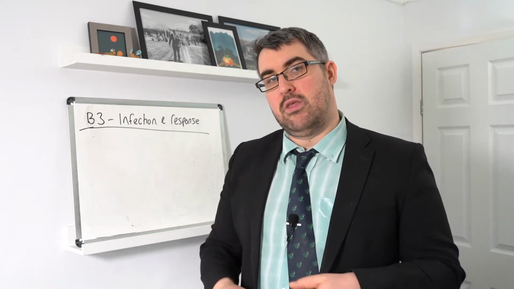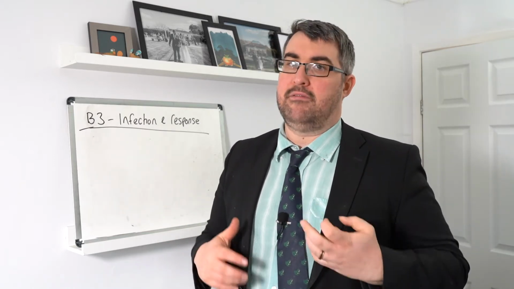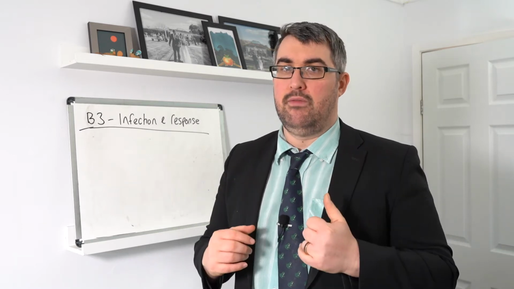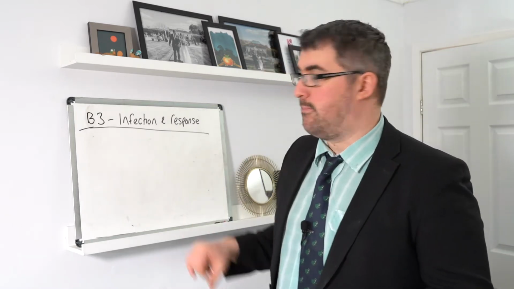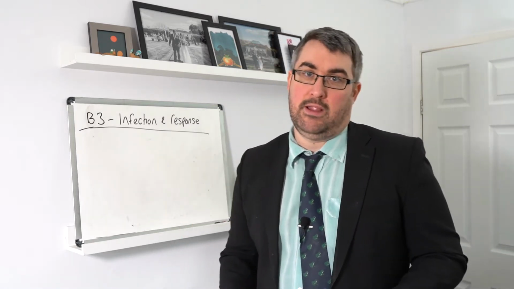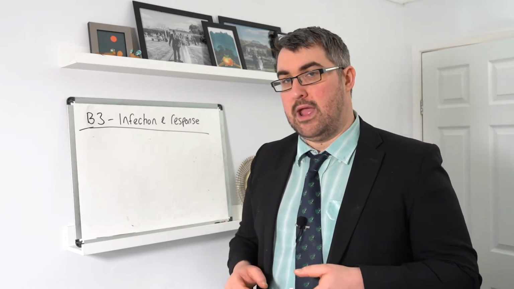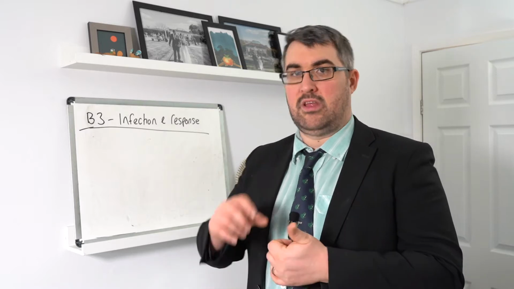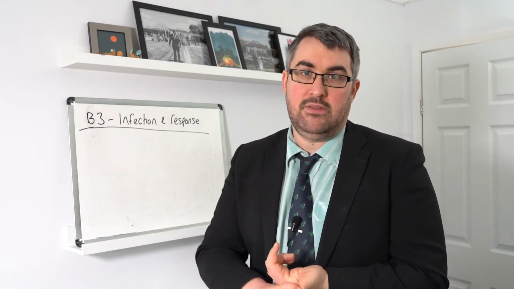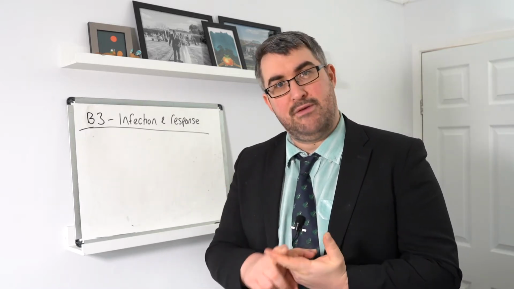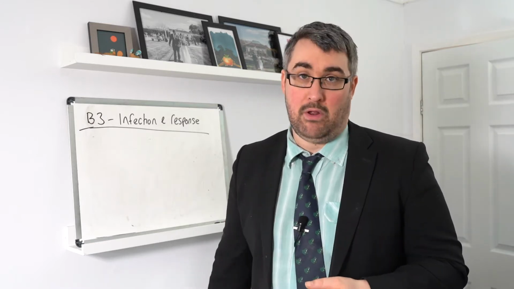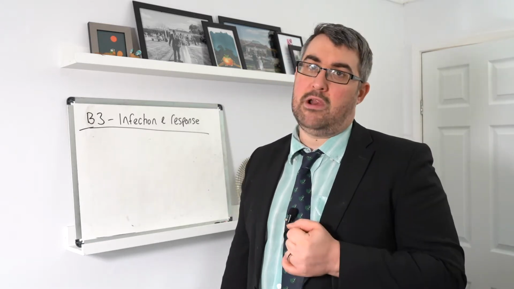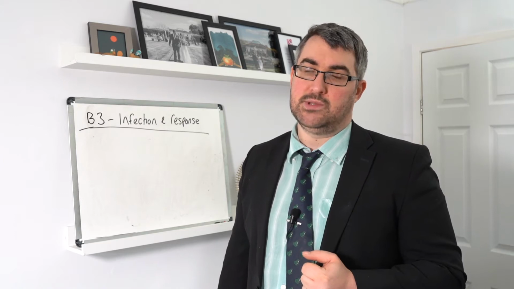We're going to continue with our work on preparing for our paper 1 next week, and we're going to look at the B3 infection response topic now. In this topic, only a few bits are going to come up in that test next week. One is going to be about bacterial infections. We also need to know about plant deficiency diseases and about monoclonal antibodies. So let's start by looking at bacterial infections.